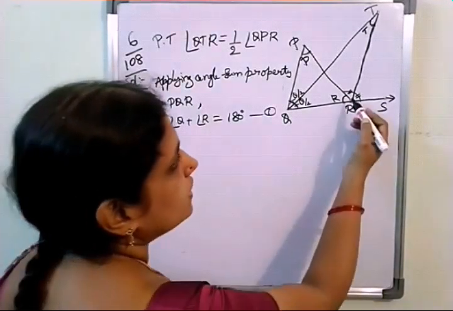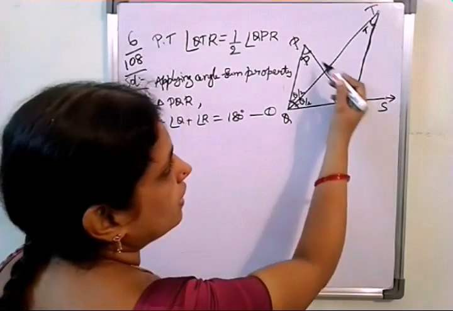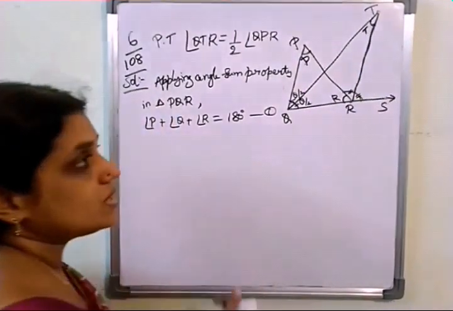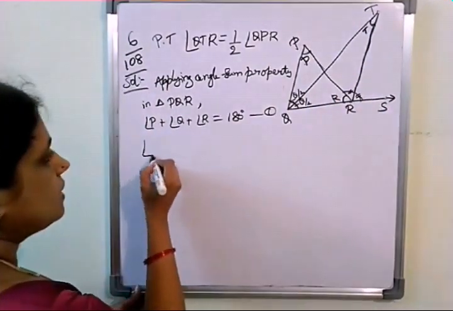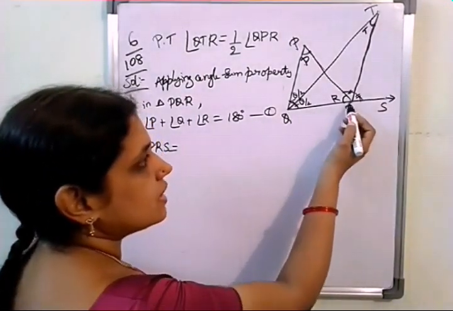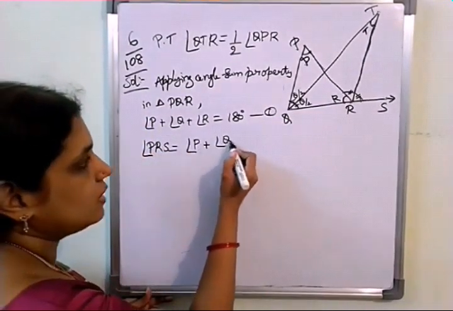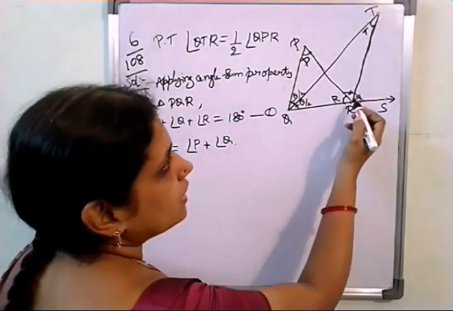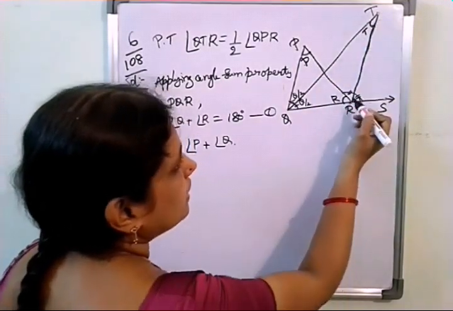Now next, coming to this, RT is the bisector of angle PRS. So first let us find out what is angle PRS using exterior angle property of triangle. Angle PRS is the exterior angle, that should be equal to what? The sum of two opposite interior angles. So that is angle P plus angle Q. Okay. But now if you want only the angle P, here angle T, this one.